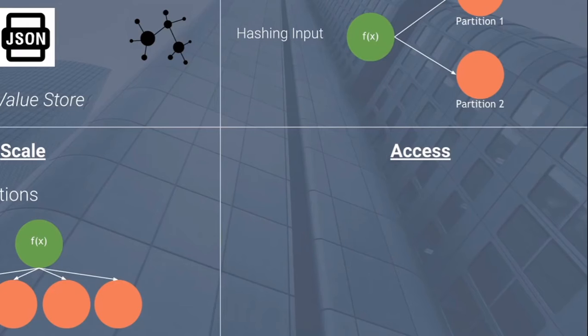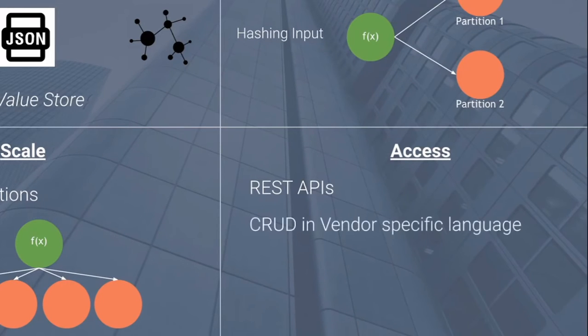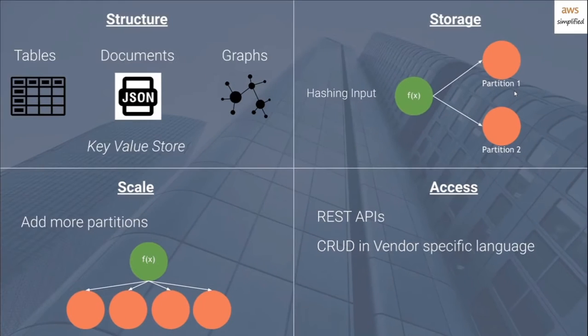Now moving on to access, there are 2 major flavors here. The first one is REST APIs, and you use REST APIs to hit a specific endpoint that has a certain functionality associated with it. Optionally, you can perform create, read, update, or delete in vendor-specific languages. So if you're using a vendor like DynamoDB, that will have a very different way to perform a query than something like MongoDB, which is another NoSQL option.